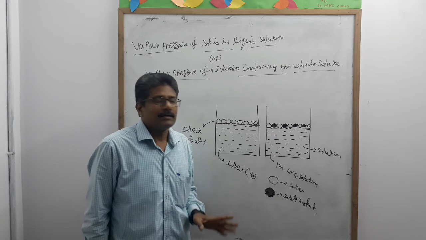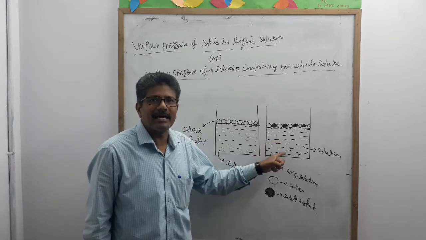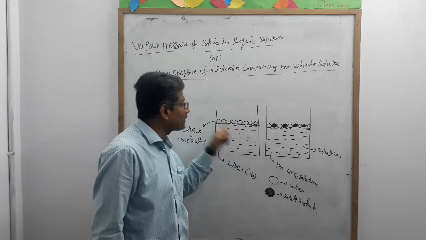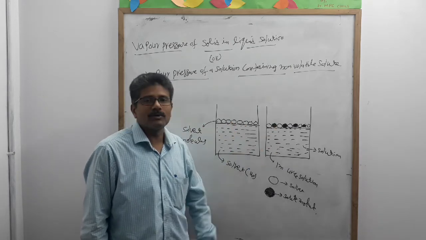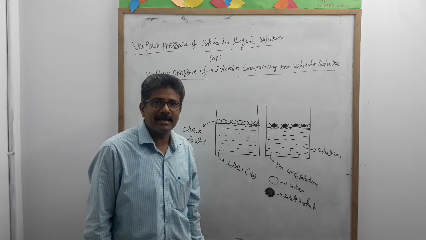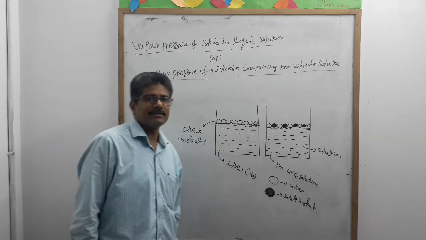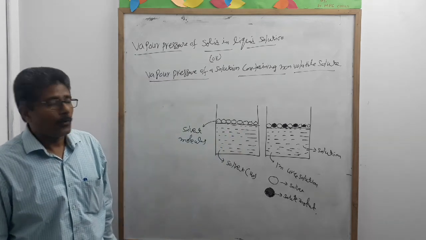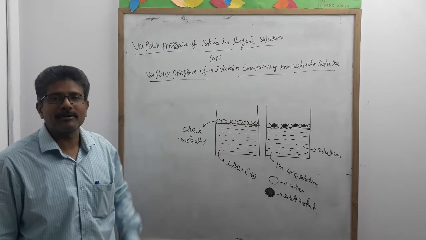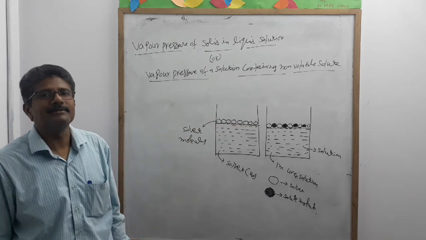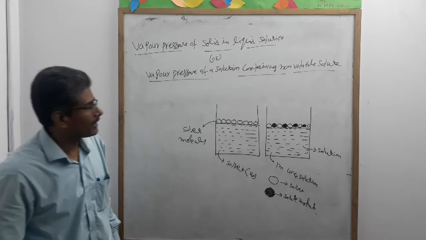Now my question is, when a non-volatile solute is added to a solvent, we get a solution. The vapor pressure of the solution is always less than the vapor pressure of the pure solvent. Why? That is the point.